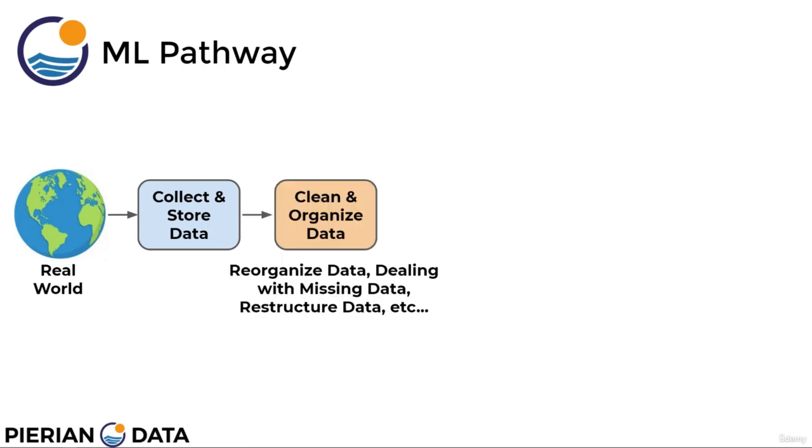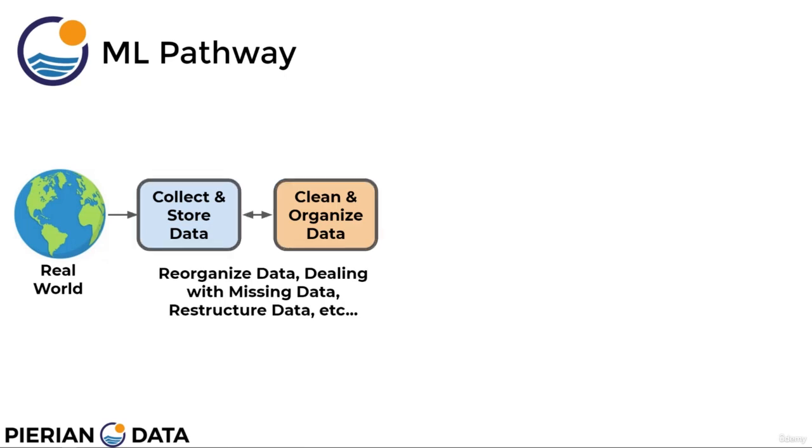After we've collected and stored the data, we're going to need to clean and organize that data. A lot of data analysis methods and a lot of machine learning models require your data to be in a specific format. So cleaning and organizing the data means things like dealing with potentially missing data or restructuring your data in a way where features and labels are organized correctly for your machine learning model, etc.